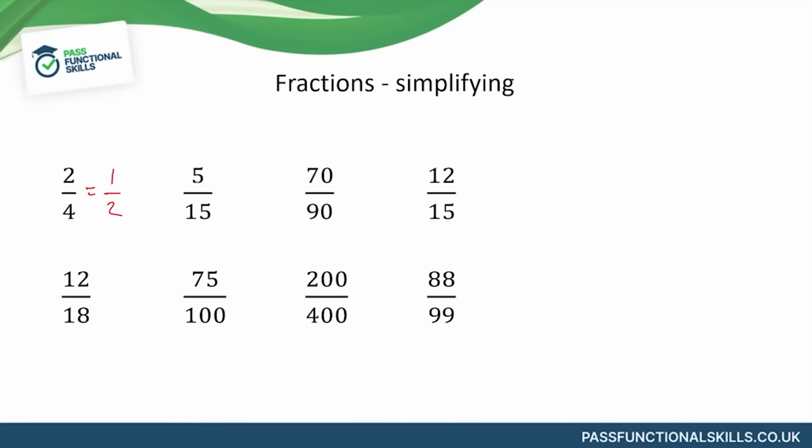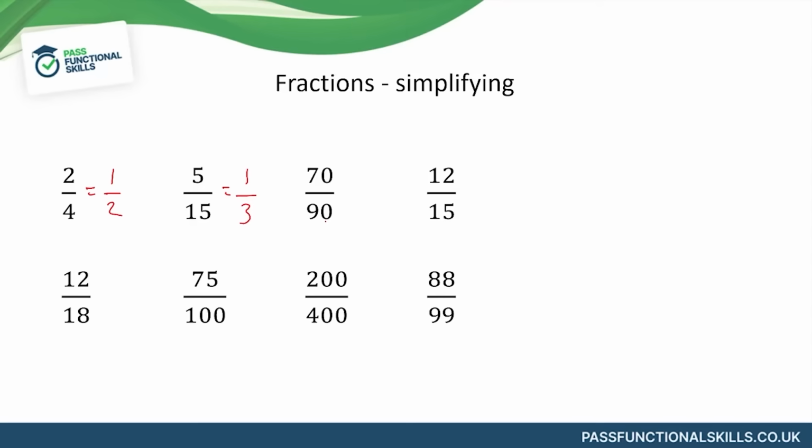The next fraction, 5/15, well, look at the numbers. What can you obviously divide them both by? Well, you can divide them both by 5. They're both in the 5 times table. So if I divide the top number by 5, I get 1. If I divide the bottom number by 5, I get 3.